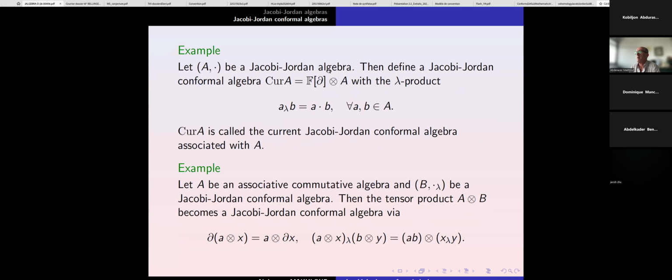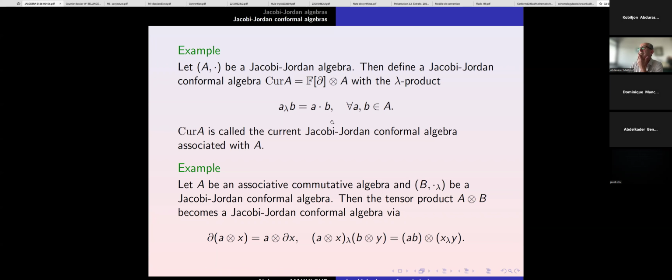Now, as an example, if we start with the Jacobi-Jordan conformal algebra, I was looking at the time and it's running. I hope you could allow me some extra time, Dominique. Yeah, you started late, so you have, say, 5 minutes. Okay, it's not that much, but okay.